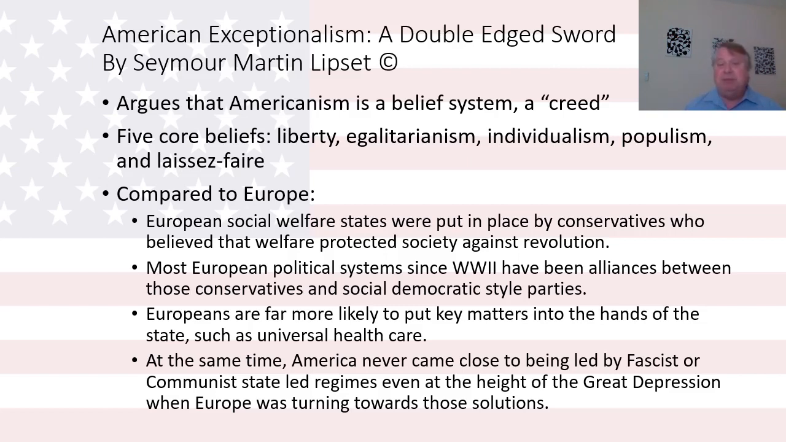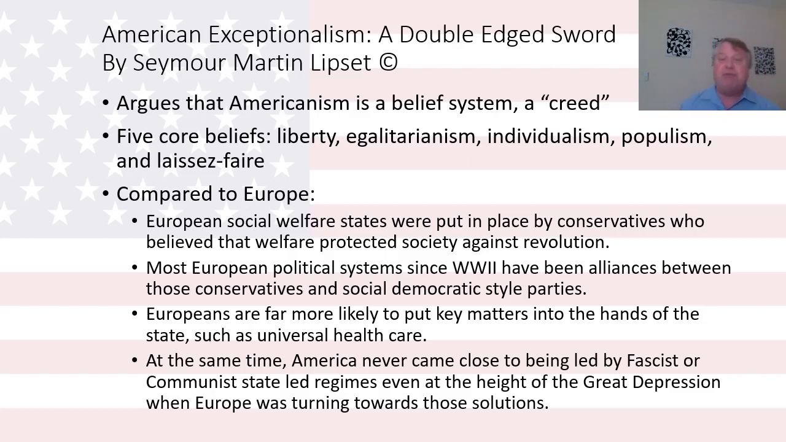Most European political systems, particularly since World War II, have been alliances between these conservatives and social democratic or labor parties. Europeans are far more likely to put key matters in the hands of the state. So every European country has a universal health care program, something the United States has consistently refused to develop. On the other hand, that also led many European states to be taken over by fascists or communists, whereas America never really came close to that.